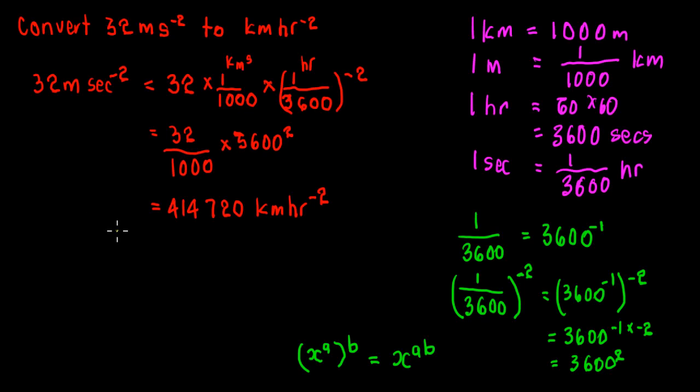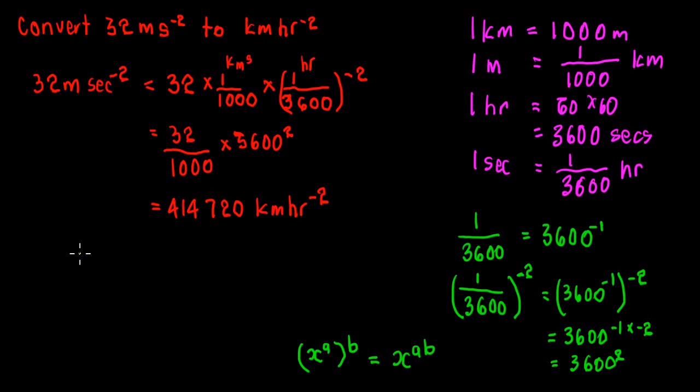Okay, convert 32 meters per second squared. That's per second squared. The per sort of means you're over something. So it's meters over seconds squared, but brought up to the top, as I explained before, gives it a negative exponent. And we want to convert that to kilometers per hour squared.